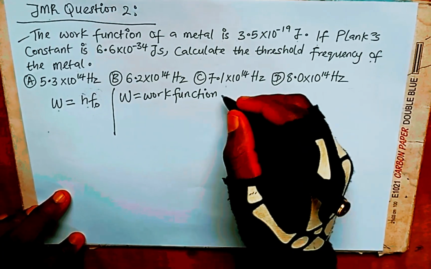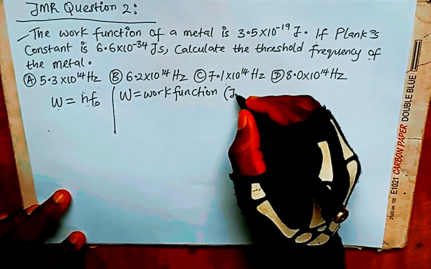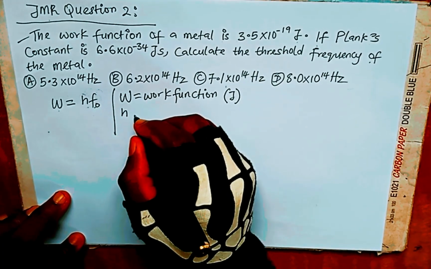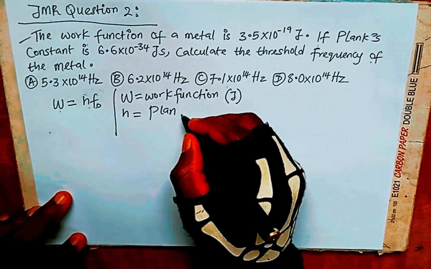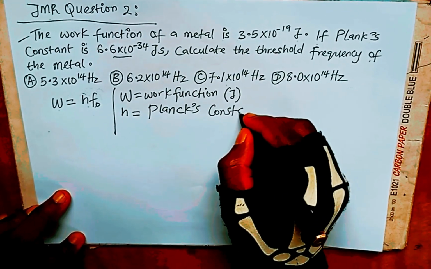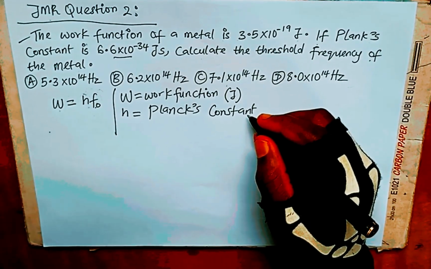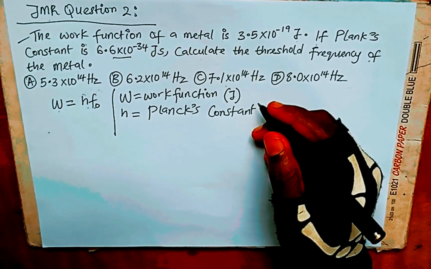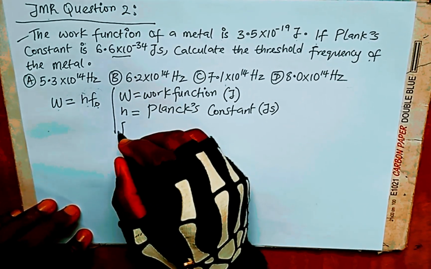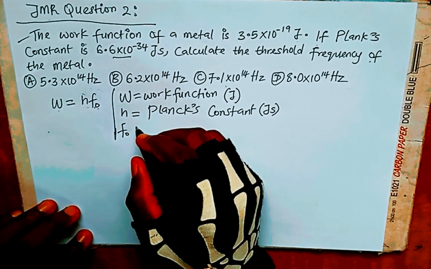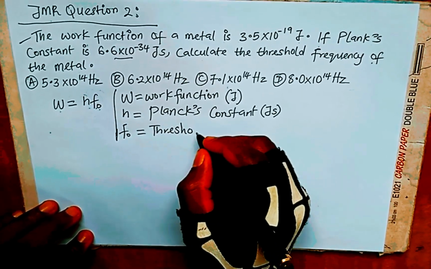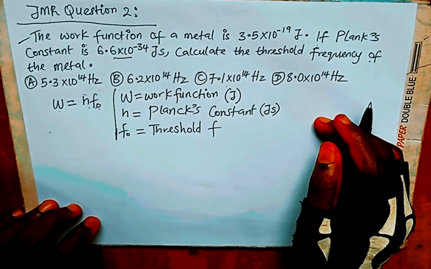You know the definition of work function, and your work function must be in joules. If you have kilojoules, convert them to joules. Then H is Planck's constant, which they gave us here, and Planck's constant is usually in joule second. And F naught is the threshold frequency. So we now know what all this stands for.